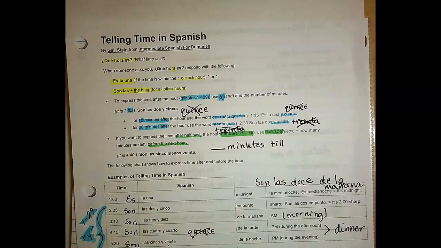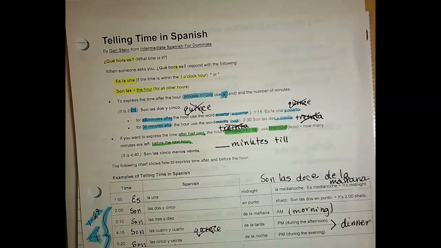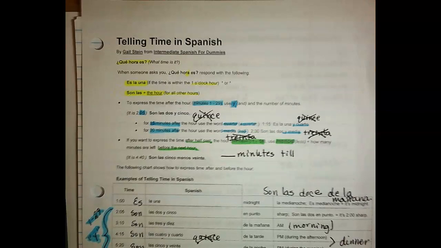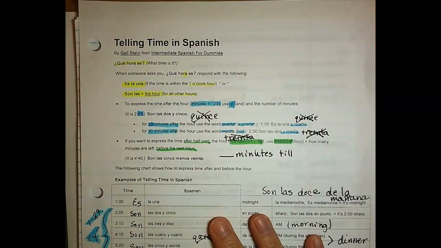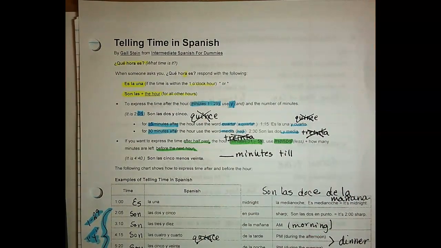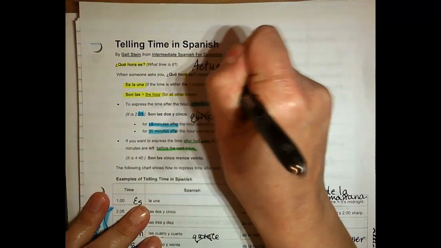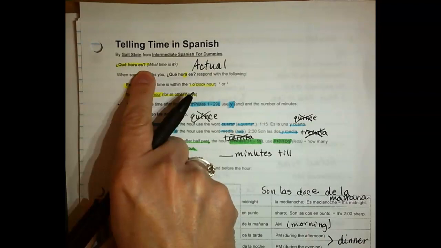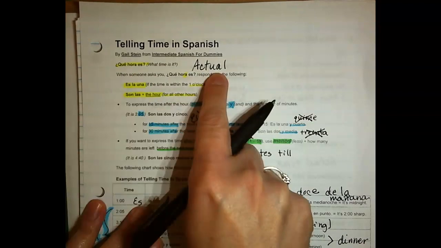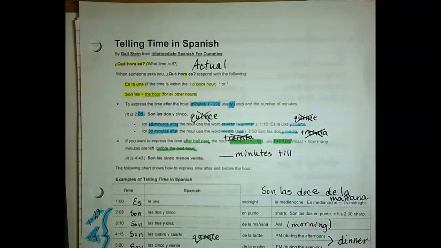Okay, find your telling time notes. We're going to finish out today the rest of our telling time lesson. The front side of our notes, we're talking about telling the actual time. So when I ask you the question, ¿Qué hora es? I'm asking you, what time is it actually? Like right now, look at your watch and tell me, what time is it?